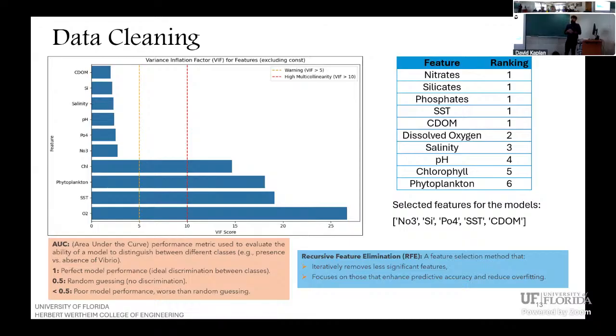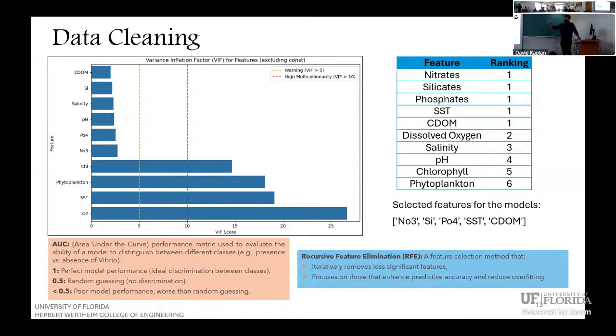Initially the multicollinearity test was done, and it was found that chlorophyll, dissolved oxygen, sea surface temperature, and phytoplankton have pretty high VIF, that is variance inflation factor, and hence we had to remove them. Based upon that, the next step was recursive feature elimination. That's in the table on the right side. It shows the ranking done based upon the importance of these features individually. Nitrate, silicate, phosphate, SST, and CDOM were all ranked 1, while dissolved oxygen, salinity, pH, chlorophyll, and phytoplankton were ranked 2, 3, 4, 5, 6, and this is the order in which they were removed.